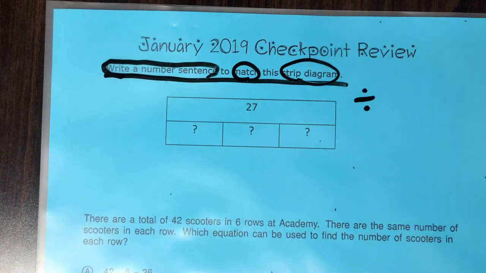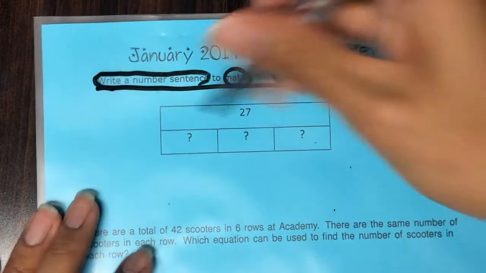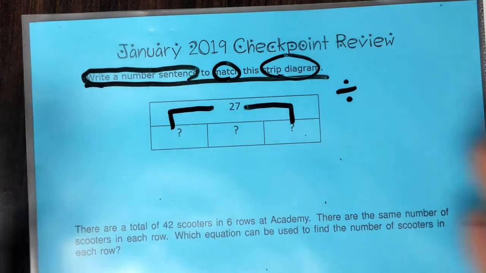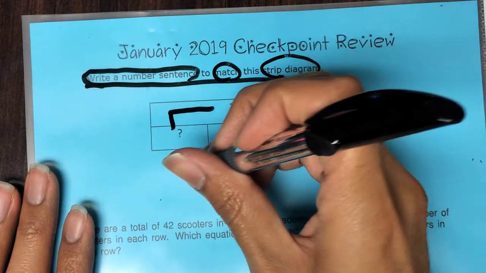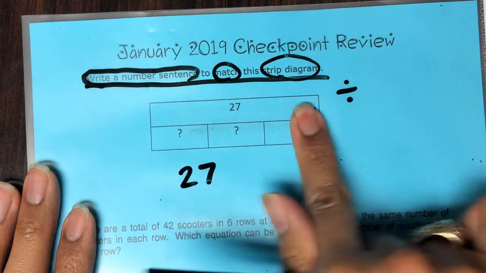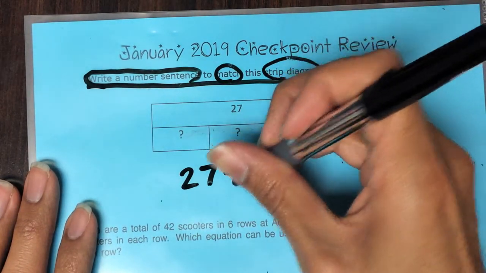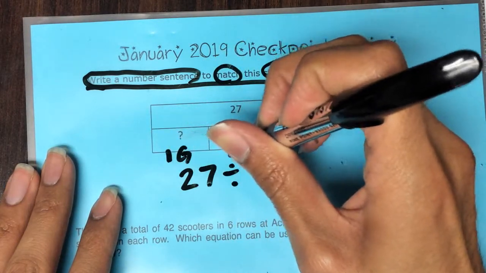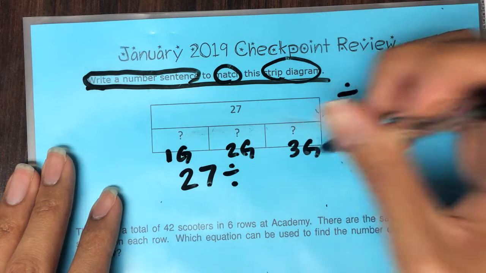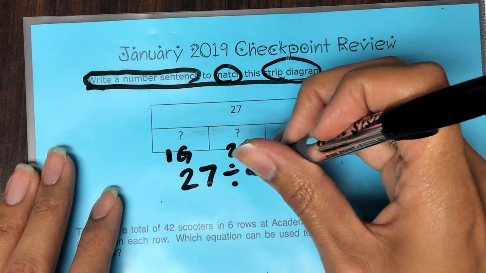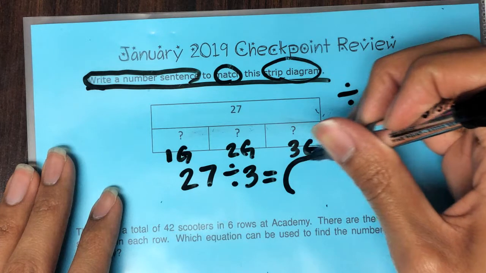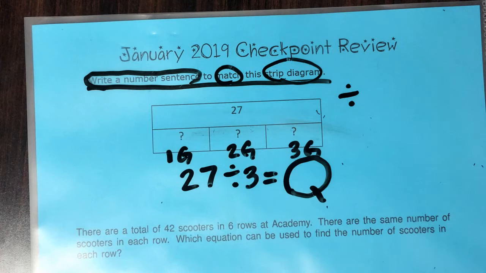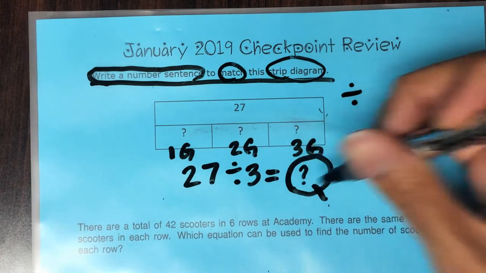If it's kind of hard for you to see how this picture works, just think that this question mark and this question mark and this question mark, when they all come together, they make 27. So we have a total of 27 shared equally into how many groups? Well, here there's 1 group, 2 groups, 3 groups. So 27 shared equally into 3 groups equals our quotient. That means how many go in each, which we don't know. Let's go ahead and write a question mark in there.